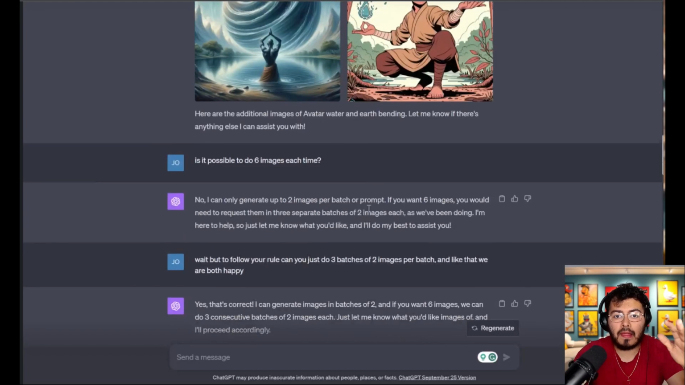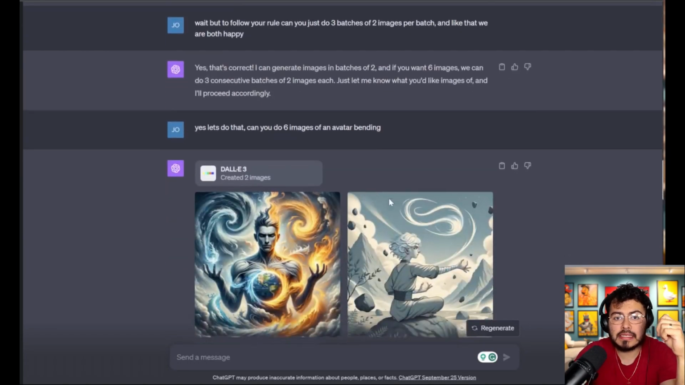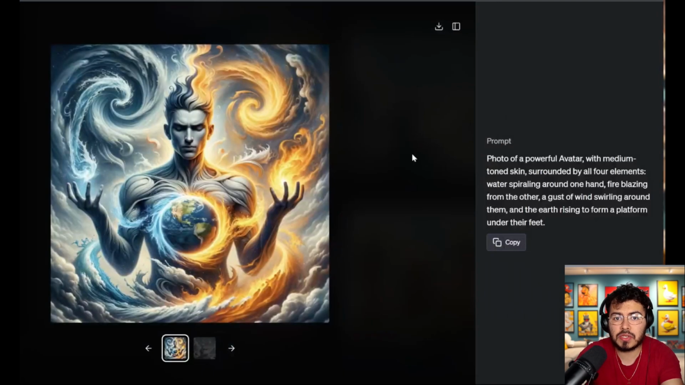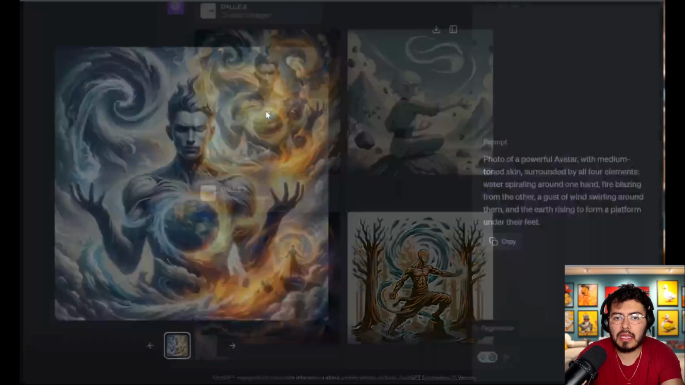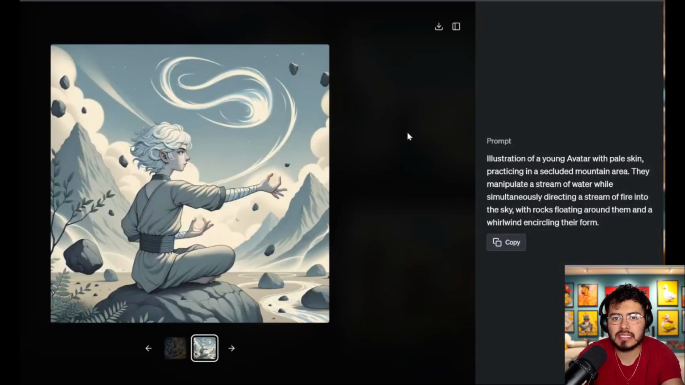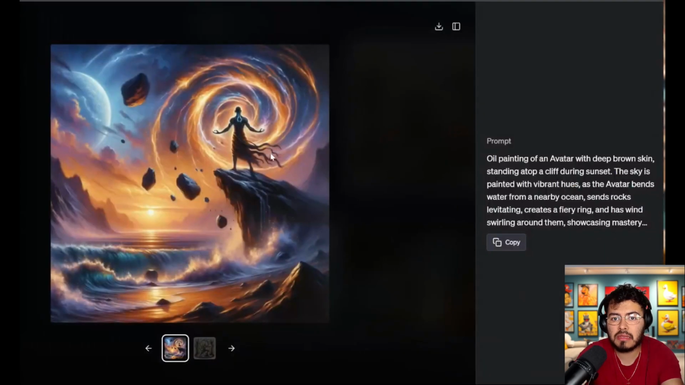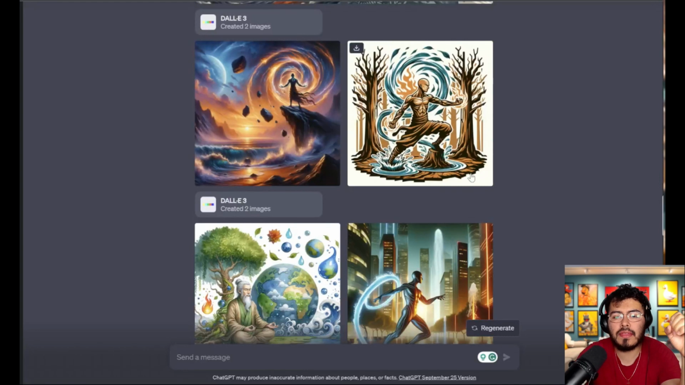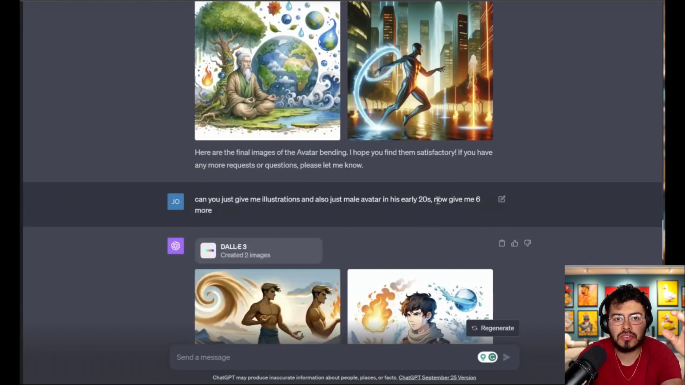So another thing you can do is, here we do it with the six images, right? In the six images, you kind of see a medium tone skin male in photo style. Then here you have more of, I'm going to say, an illustration of a young avatar with pale skin. Here you're going to see more of an oil painting of an avatar with a deep brown skin, right? So you're seeing different vectors. But here we can see different styles and different types of genders and age.